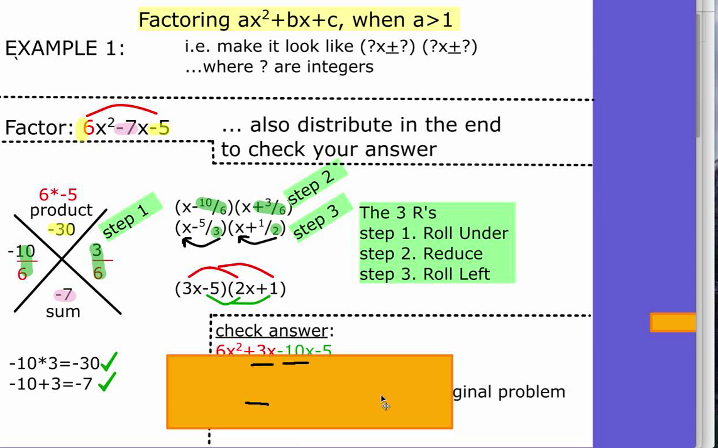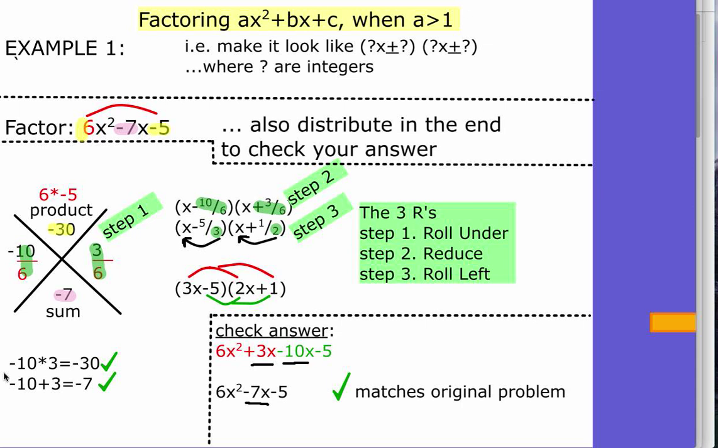That wraps up factoring ax squared plus bx plus c when a is greater than 1. In the next video, we are going to learn how to factor special cases. Basically, I'm going to teach you shortcuts in certain scenarios where you can factor and save time.